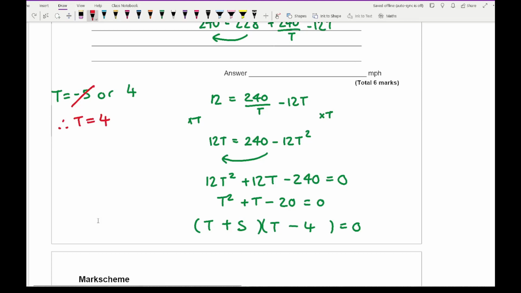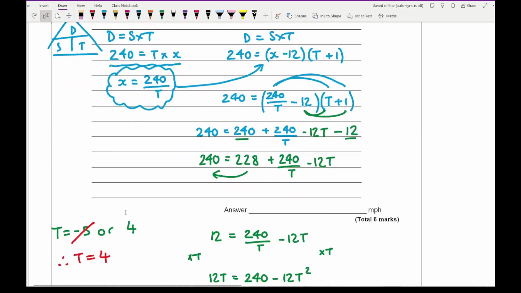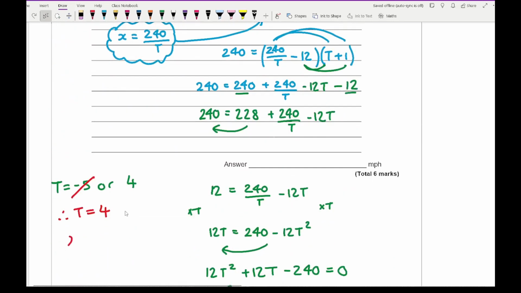Now we've not finished the question because the question asks us to work out the average speed of the car, which is x. So from this, what we've then got to do is work out what x is. So x equals 240 over t, which is 4, and 240 divided by 4 equals 60. And there is my final answer.